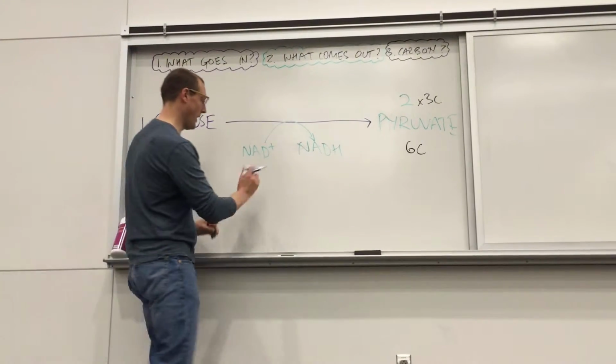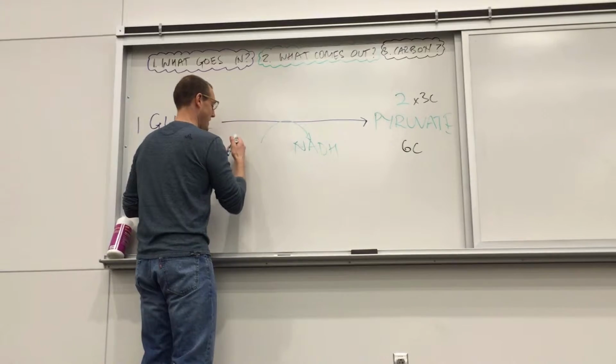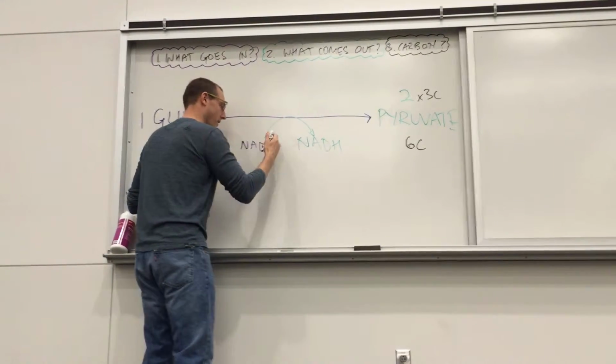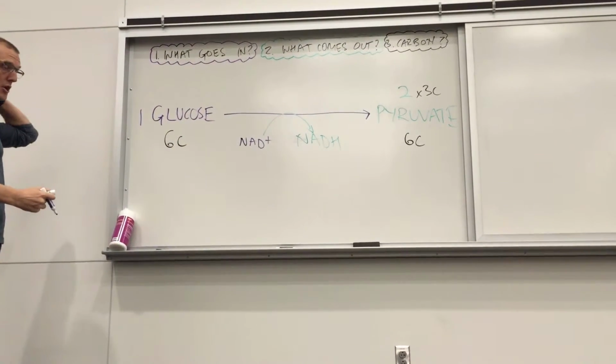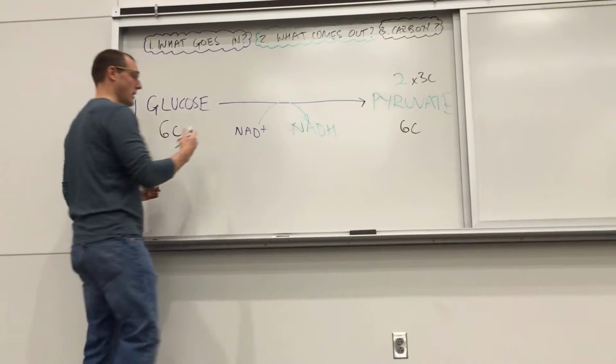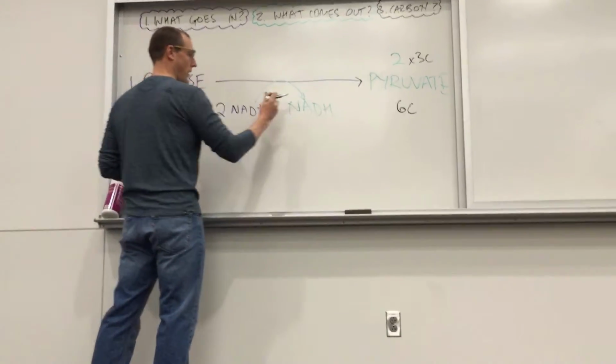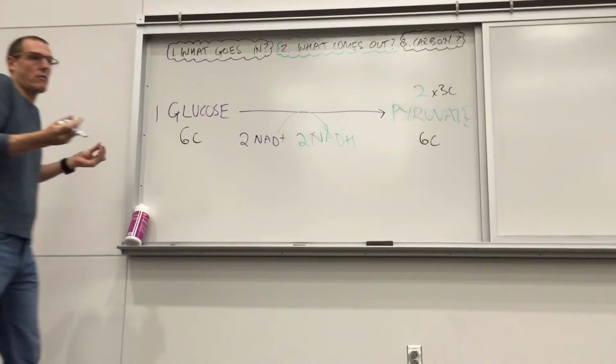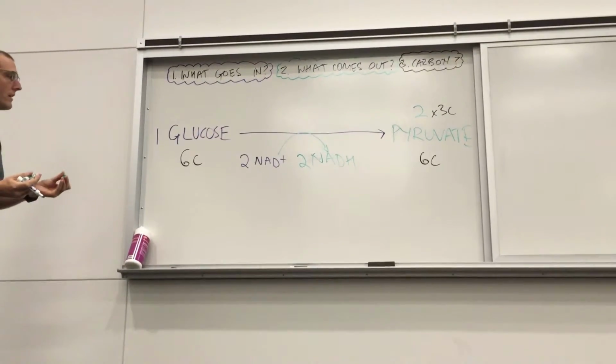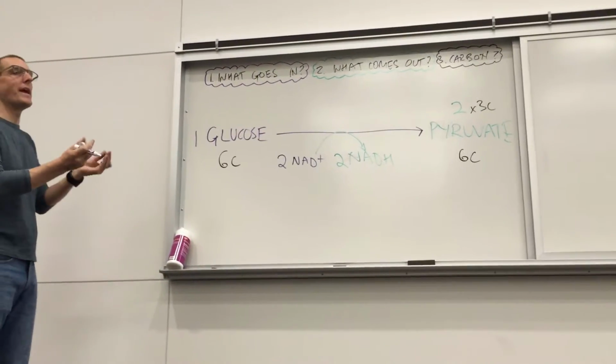So, what goes in? NAD+ goes in. Okay? NADH comes out. So how many? 2. Got to conserve matter, so you've got to balance these things. So we get out of this process 2 NADH.